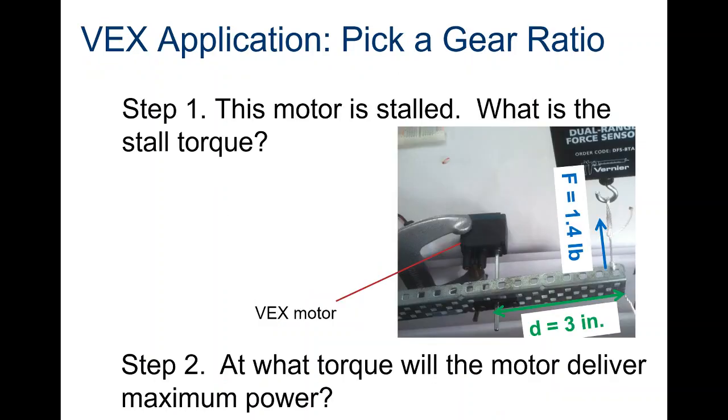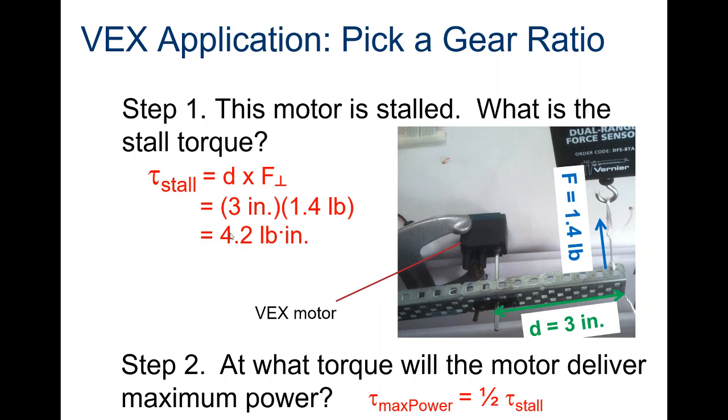So now to apply this to an actual gear ratio. Step one, the motor is stalled. What is the stalled torque? We see a force of 1.4 pounds on this little sensor over here. We see a distance, because here's the motor, there's the shaft, and they have this VEX piece on there. Its length is 3 inches. That's our distance. So what torque will the motor deliver maximum power?